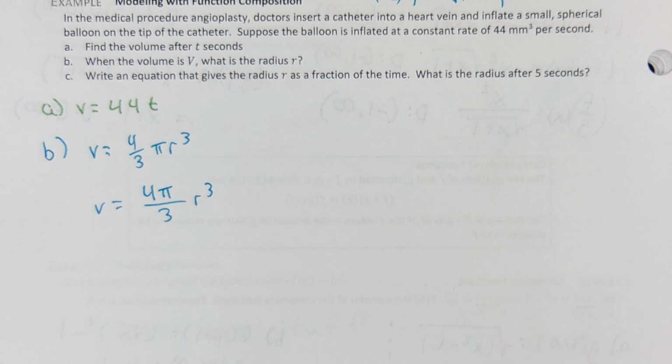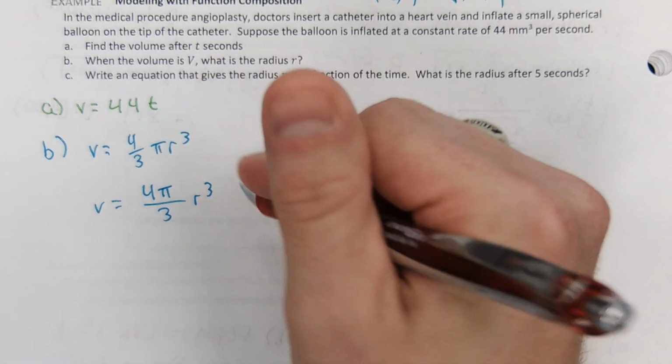So what are we going to get rid of first? The fraction. How do we get rid of fractions? Good word, reciprocal, yes. We need to multiply both sides by the reciprocal.